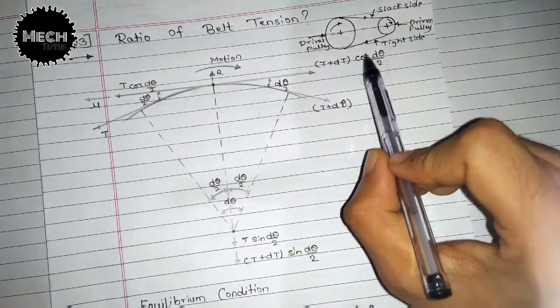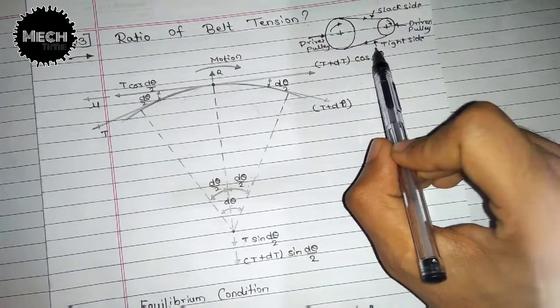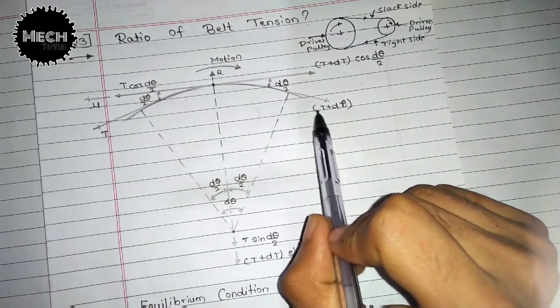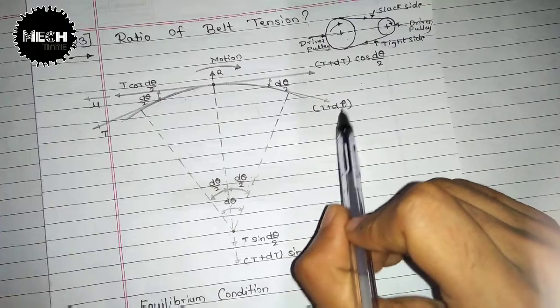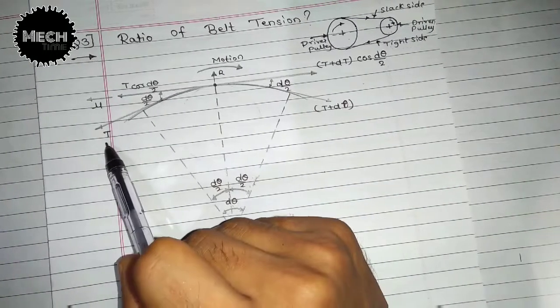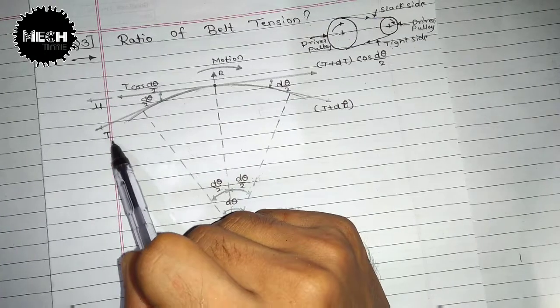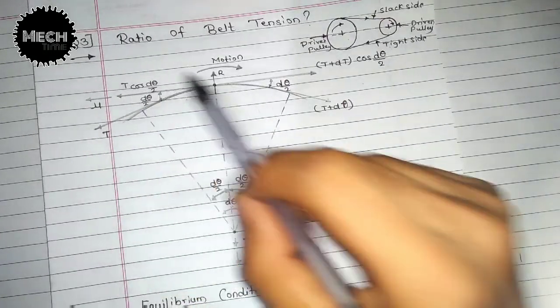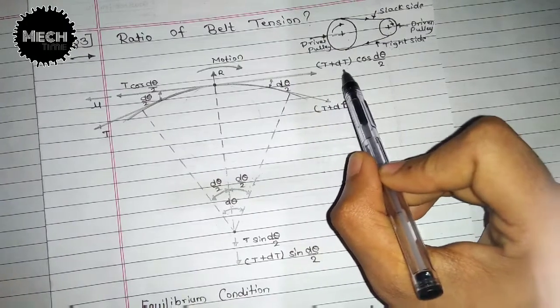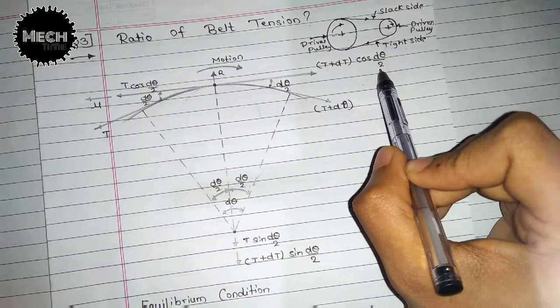I told here also, you can see a tension at this side was more, so I have taken that part as t plus d theta, because it has more tension, and this side has less tension, so I have just named it t. So the component at this side will be t plus d theta cos d theta by 2.